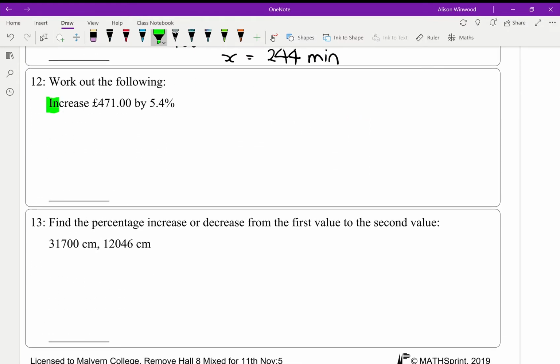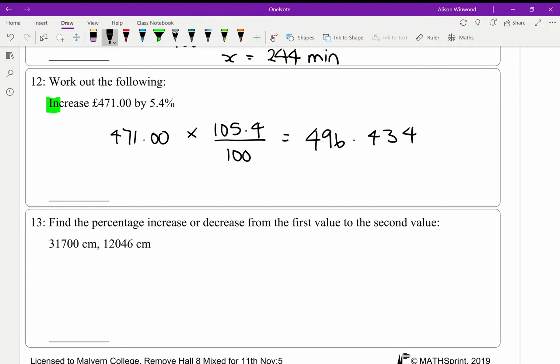When we increase, we always add on our percentage to 100. So I've got £471, 105.4% is over 100. So 471 gives me 496.434, but this is a money question, so I round to 2 decimal places.